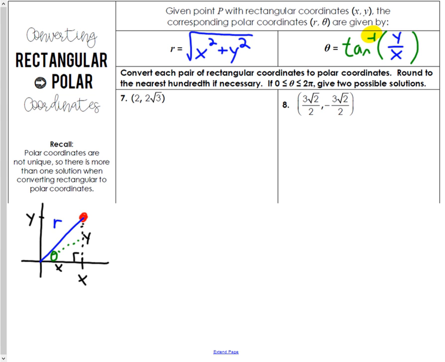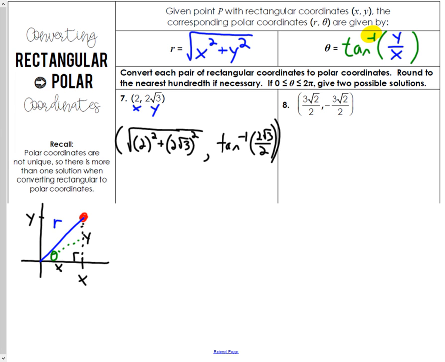So we take a look at number 7 here. We have an xy coordinate pair, and we want to change that into a polar coordinate. So let's do it. r is the square root of x squared plus y squared. And theta will be tan inverse of y over x. Lots of parentheses. All right.